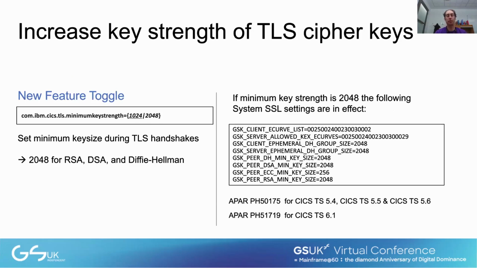We increased the minimum key strength for TLS cipher keys. So defaults to 1024, but you can specify 2048. But this is also falling in line with increased security, move towards TLS 1.3, higher NIST standards if you're affected by those, essentially everything getting rid of low strength encryption.